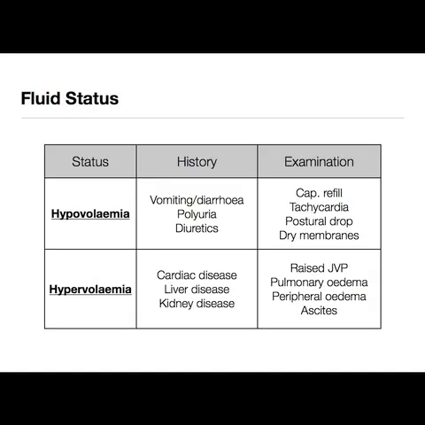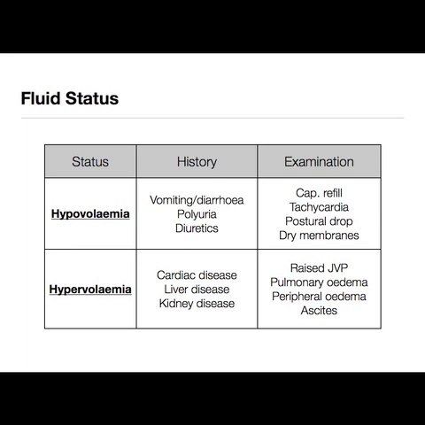So here we outline some of the most important things to look for, both in the history and examination, when trying to determine if a patient is hypovolemic or hypervolemic. In the patient with hypovolemic hyponatremia, you might expect there to be a history of either renal or extrarenal fluid loss, so vomiting, diarrhea, polyuria, or perhaps the use of excessive diuretics. And on examination, you're going to find your characteristic signs of hypovolemia. So these will include a prolonged capillary refill, perhaps a sinus tachycardia, a postural drop, and perhaps dry mucous membranes.